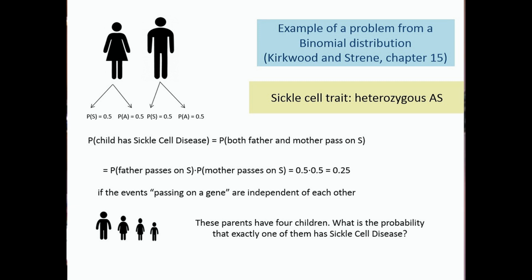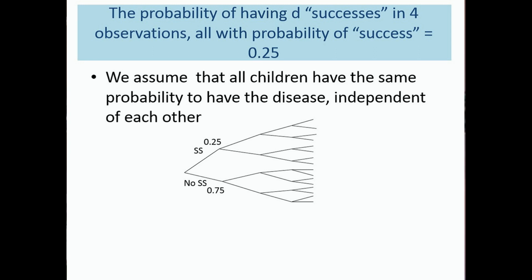Now these parents have 4 children. What is the probability that exactly one of them has sickle cell disease? Let's see what will happen in this example. We assume all children have the same probability of the disease, independent of each other. The probability that the first child will have the disease is 0.25. The probability that the child will not be diseased is 0.75.